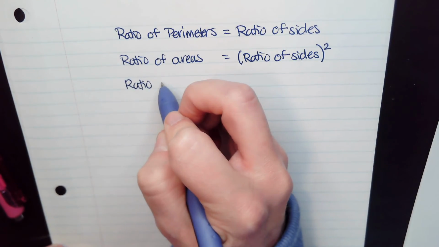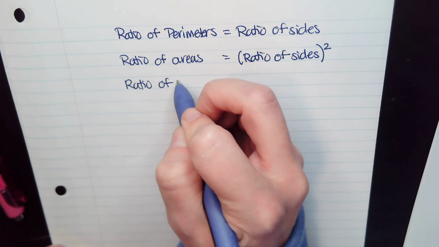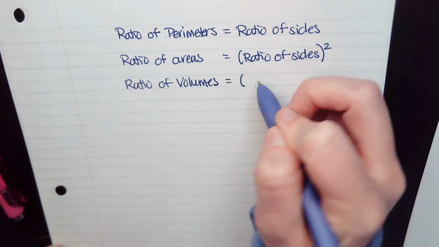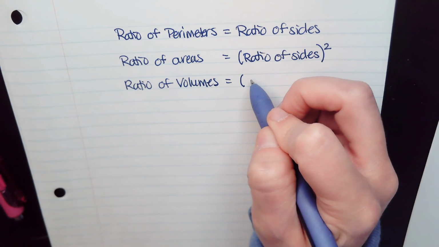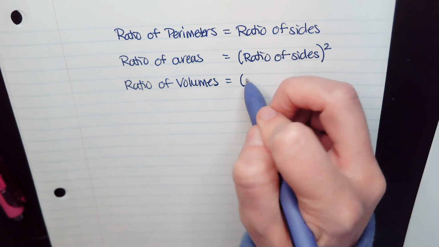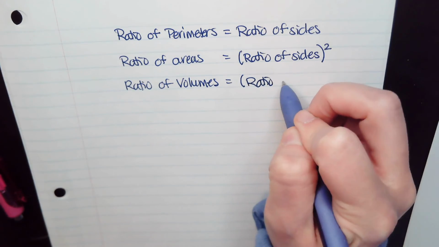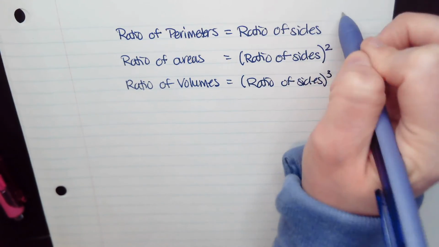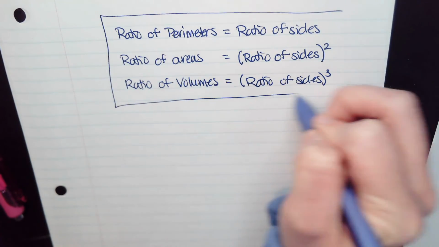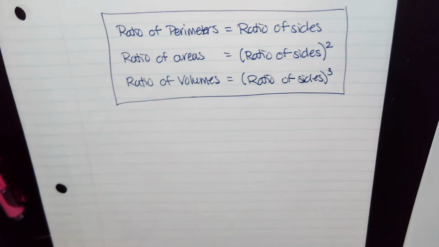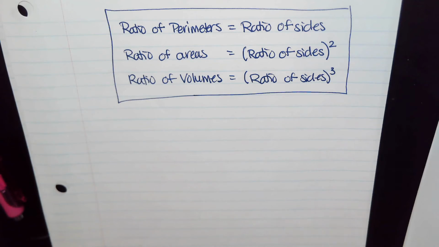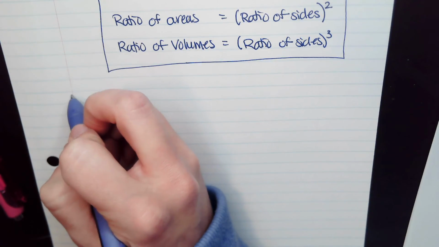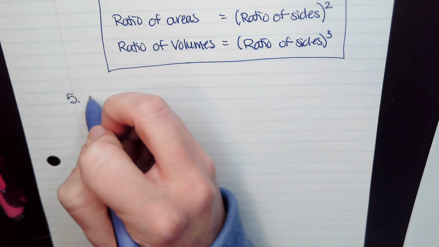And if you're talking about a solid, then the ratio of the volumes, now remember volume is cubic units, area is square units, you're going to cube the ratio of the sides. Or in this case, you could also cube the ratio of perimeters, or square the ratio of perimeters would also be the same. So let's do a couple practice of these.